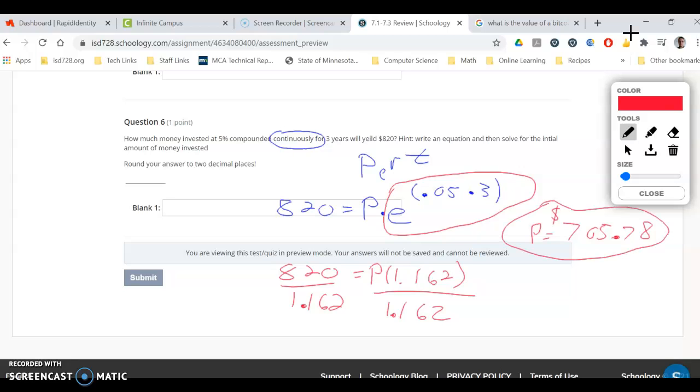Okay, so that's how much we would need initially to get to $820 after 3 years of continuous interest of 5%. All right, hopefully that helps.